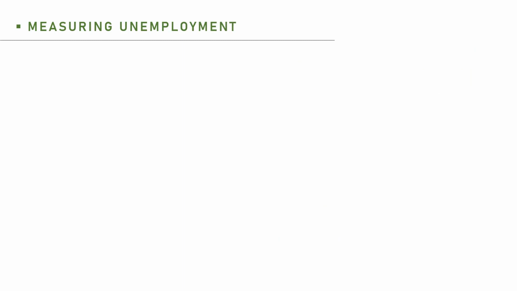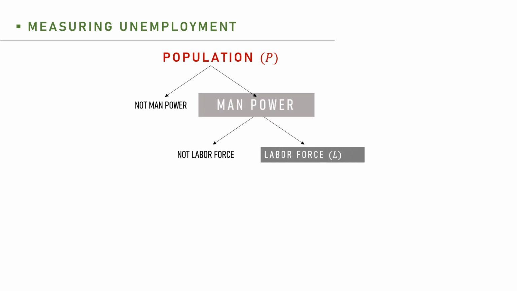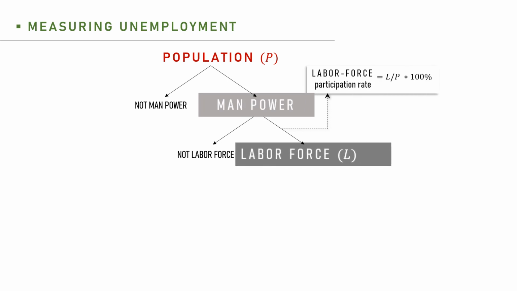The calculation of unemployment rate is more straightforward. We know the term population in an economy, and part of the population who are able to work or aged 15 years and older is called manpower. From the manpower figure, then the labor participation rate can be calculated. That is the percentage of manpower who enter the labor force. Labor force consists of those manpower who are ready to work.